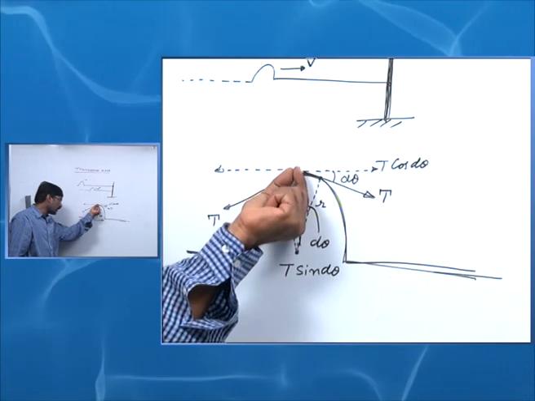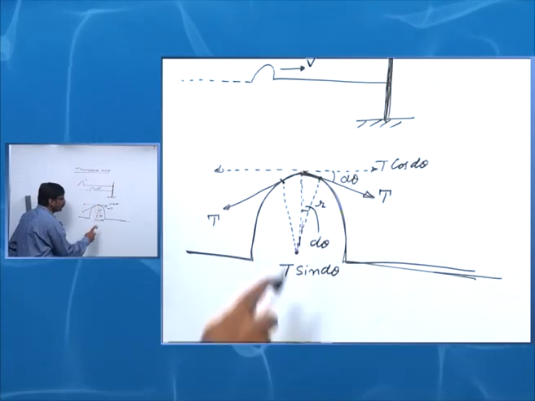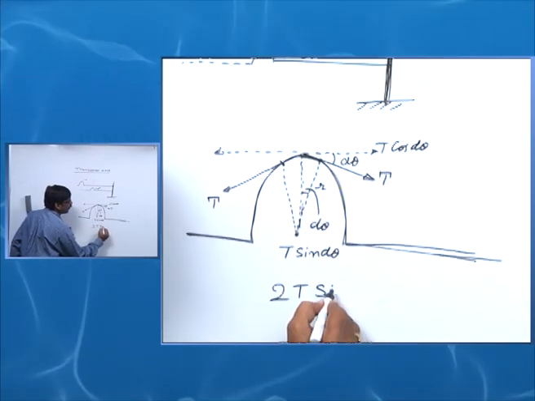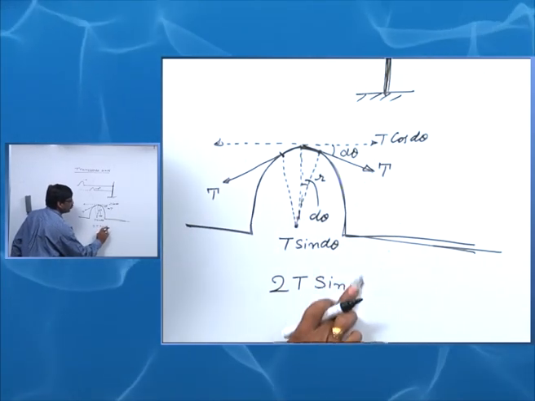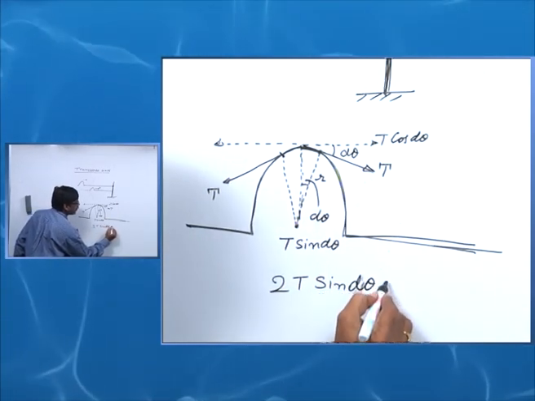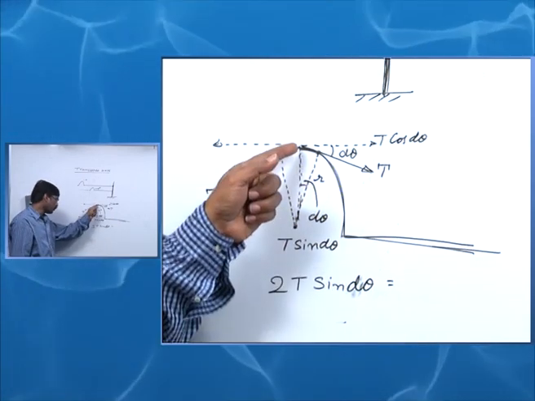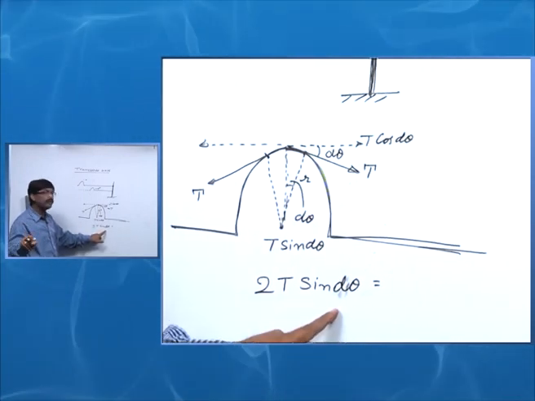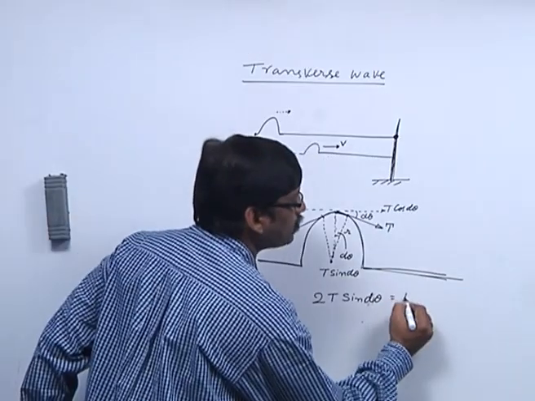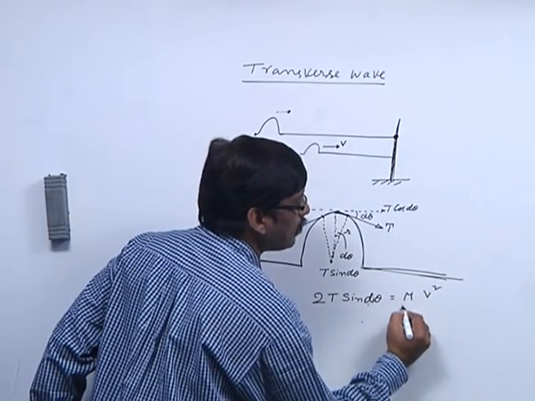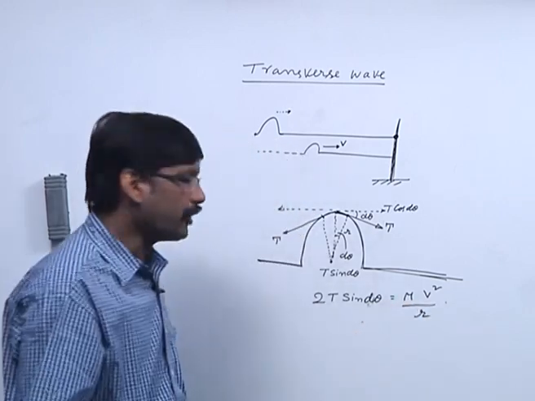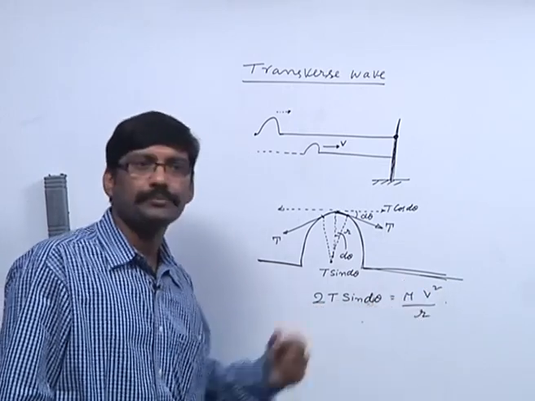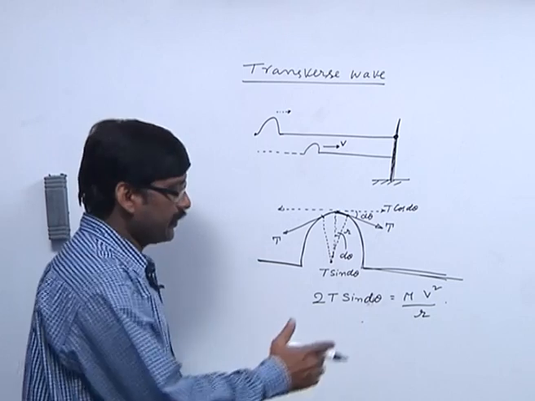So, what is the total force acting towards the center? 2T sin d theta. The total force acting towards the center is 2T sin theta. Let us equate this 2T sin theta to m v squared by r. According to F is equal to m a, where a is v squared by r, that is the centripetal force acting towards the center.